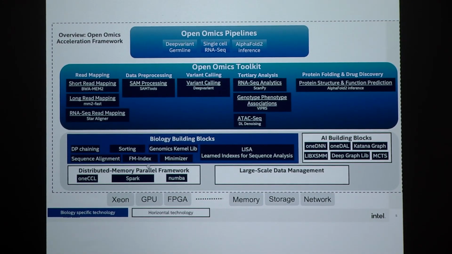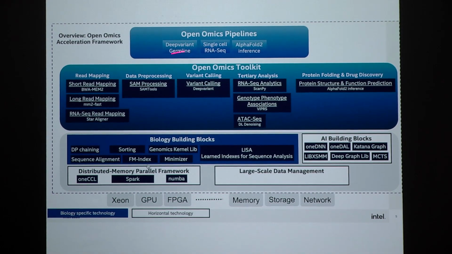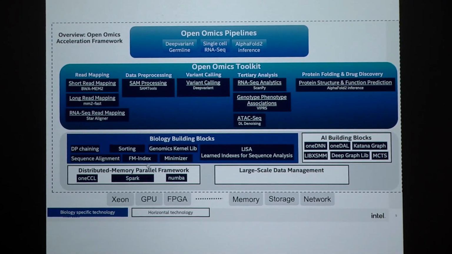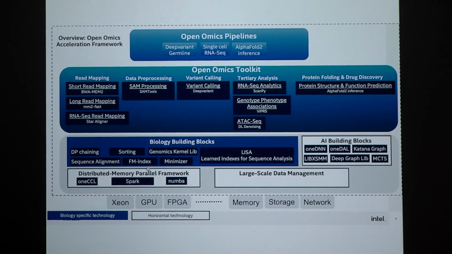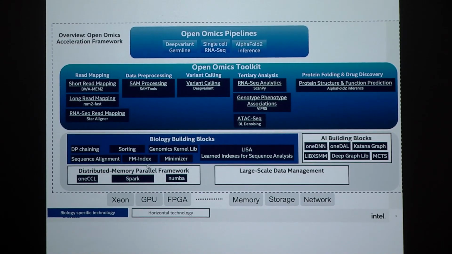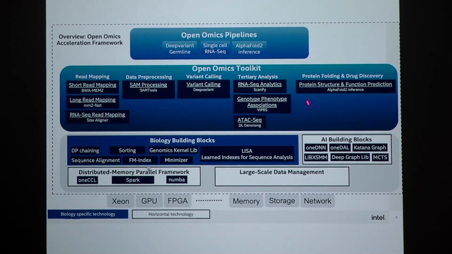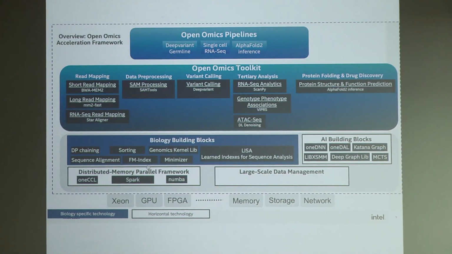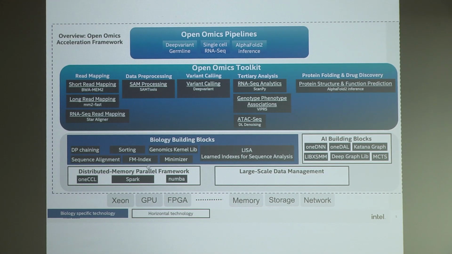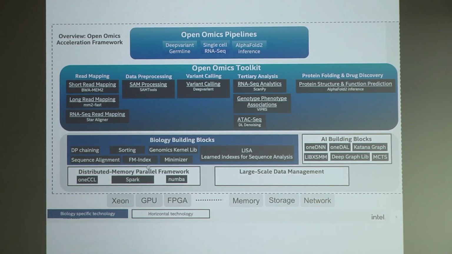So, an overview of the framework. It's a 3-layered framework. On the top there are various pipelines, for example, variant calling pipeline, single cell pipeline, AlphaFold pipeline. For these pipelines, you'll need tools. So we have various tools available in this layer, the OpenOmics toolkit, starting from read mapping all the way to protein folding, involving tertiary analysis, variant calling, data processing. This pipeline layer, as I'll describe, can assemble these tools and create a pipeline. And then there's a third layer, which has building blocks. There are high performance building blocks available here.